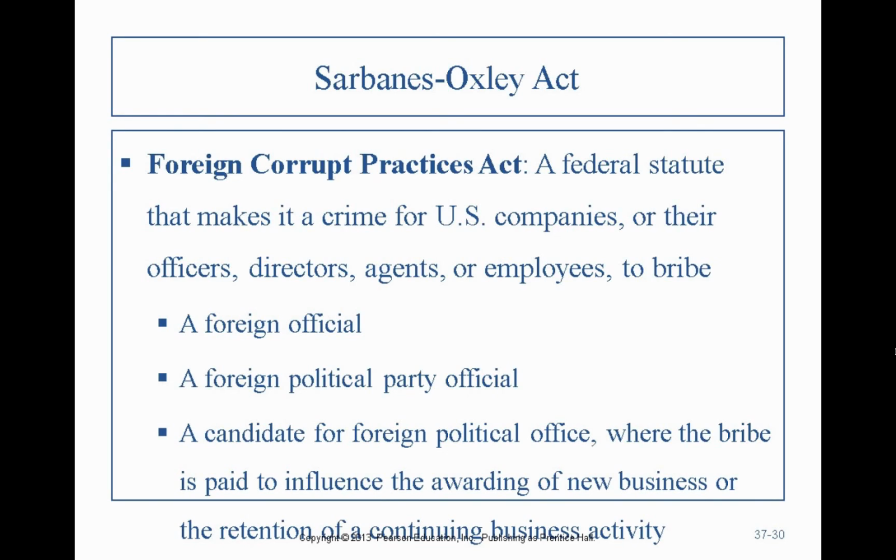Is it ethical, not ethical? And we'll talk a little bit about that as well. Legal versus ethics is one of the things when we talk about corporate responsibility, and we'll come back to those concepts, but keep that in mind.